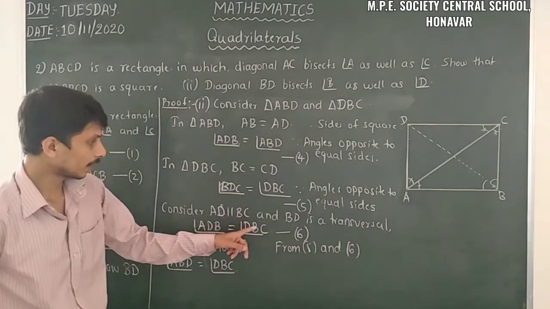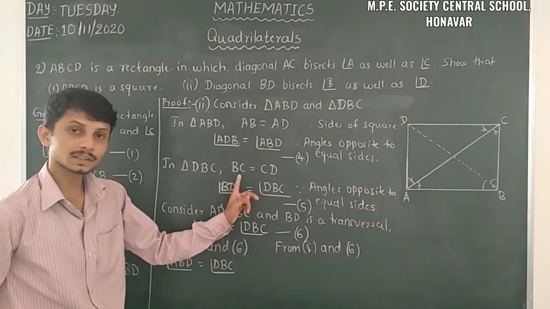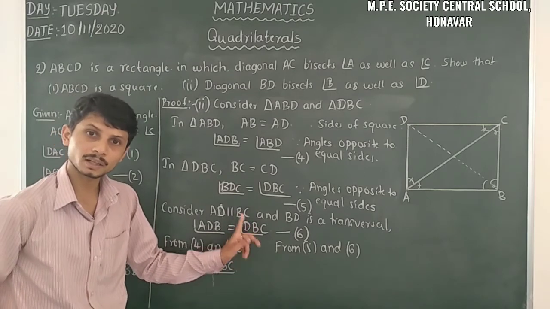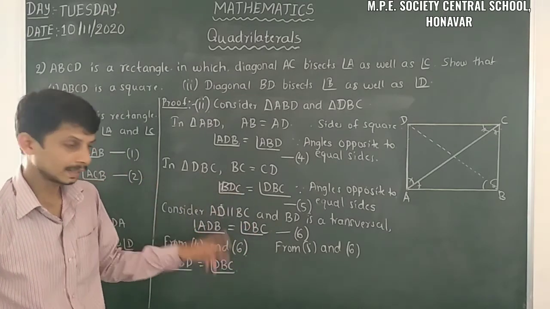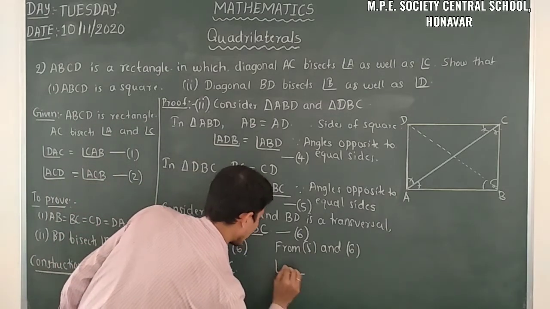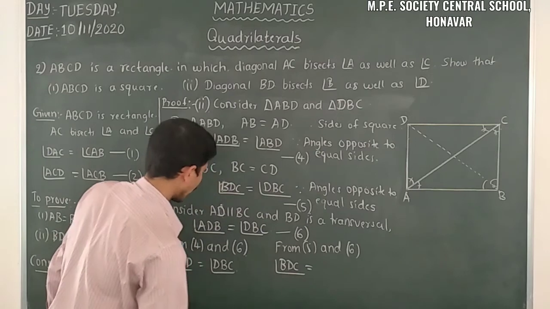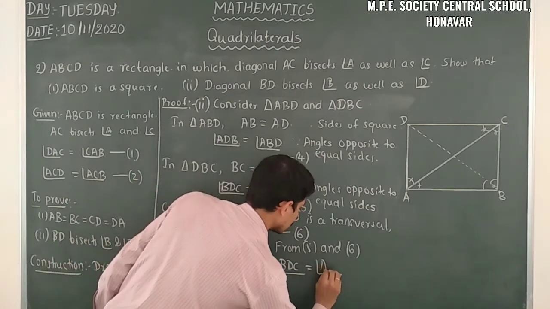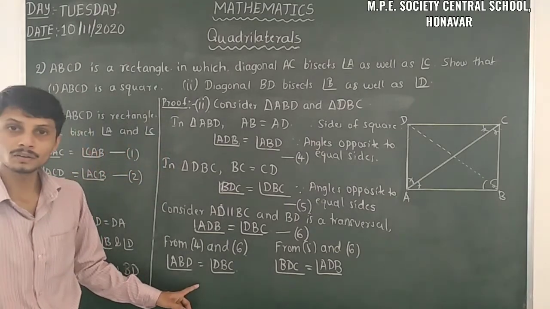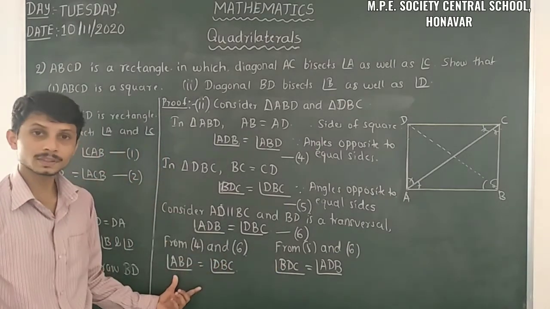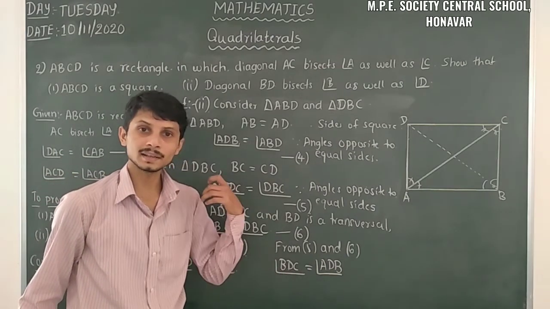From 5 and 6, just observe here angle DBC is common. So things which are equal to the same things are equal to one another. That's why angle BDC is equal to angle ADB. Angle BDC equals angle ADB. So here we have those two. From this, BD bisects angle B and BD bisects angle D.